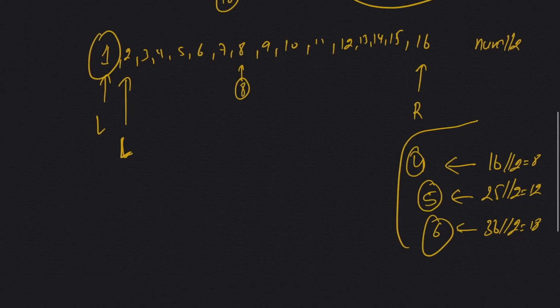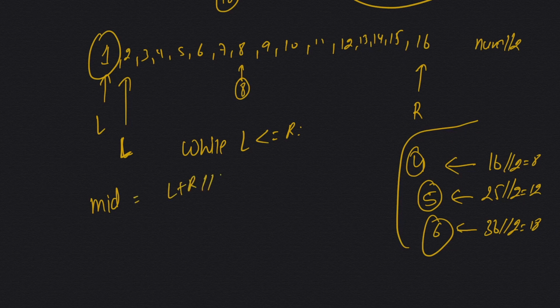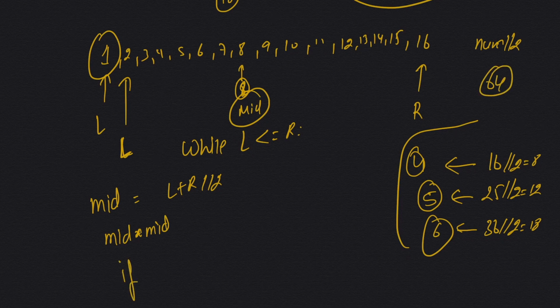So what we'll simply do, I will take out my mid while my left is less than or equal to r. I will take out my mid and my mid will be left plus right divided by 2, and I will check if mid into mid, that means if in this case my mid is 8, I will check for the square of 8, and I know 8 square is 64, and if mid into mid is equal to num, I will return true.